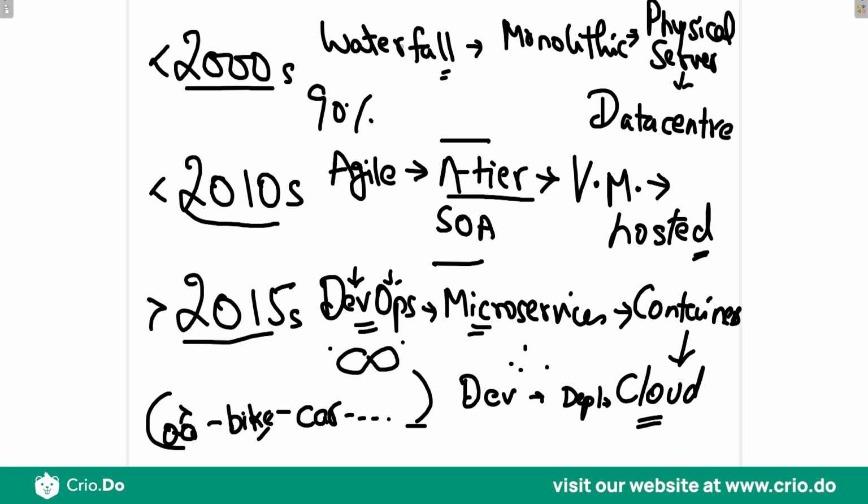So if you see in the waterfall model, as I said, the requirements are frozen before the development starts, and that's the reason you also had an architecture like Monolithic, where we packaged all these components together as one single component, and then we deployed it onto a physical server, and then we had the data center which hosted all these physical servers.